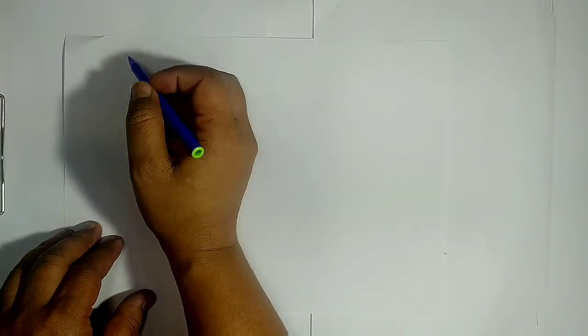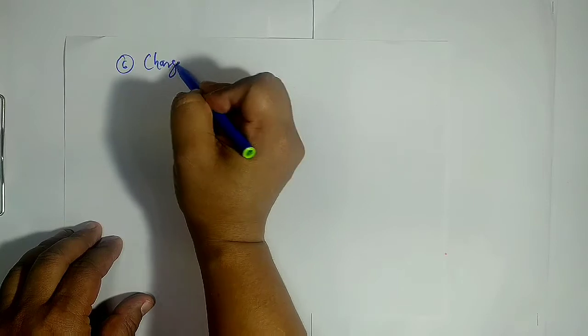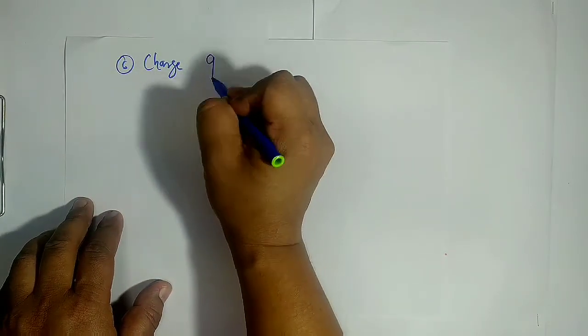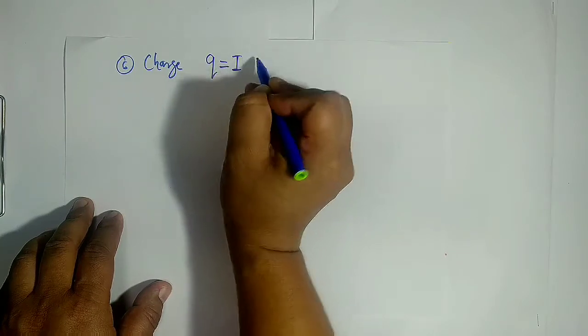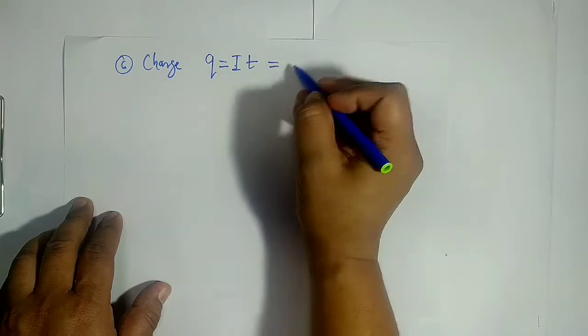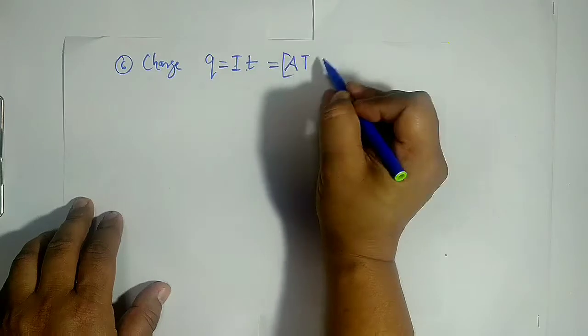But if someone asks you about the charge. Now charge, though you have gone through it in class 10th and you will go through it in class 12th, charge is Q. And I think all of you remember charge is I T. So what is I? Current into time. So current is A and time is T. So the dimension will be AT.